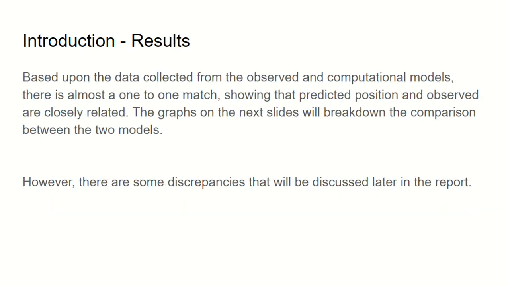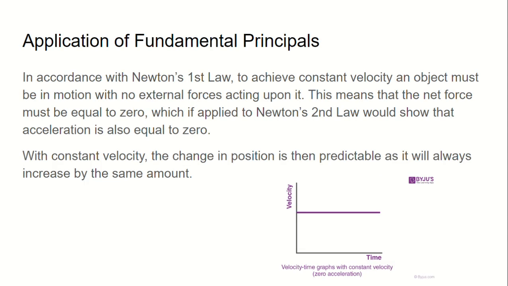Based upon the data collected from the observed and computational models, there's almost a one-to-one match, showing that predicted position and observed are closely related. The graphs on the next slides will break down the comparison between the two models. However, there are some discrepancies that will be discussed later in the report.